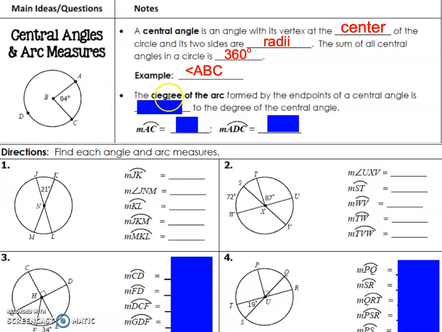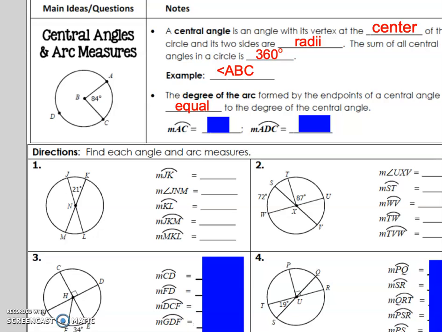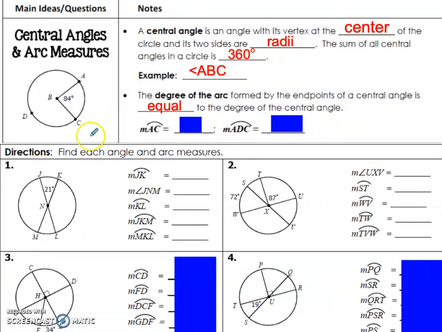All right, now the degree of the arc formed by the endpoints of a central angle is equal to the degree of the central angle. So what that means is my central angle is ABC, and so this arc is also going to be equal to the angle. So I know the measure of arc AC is going to be the same. So if the central angle is 84, this arc is also going to be 84. So they are the same.